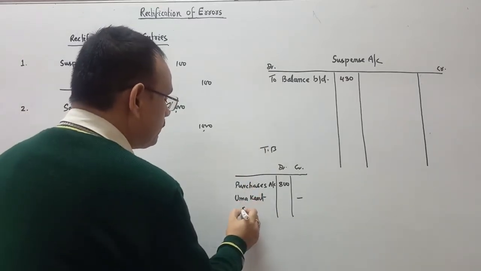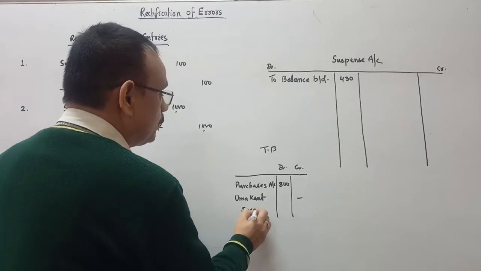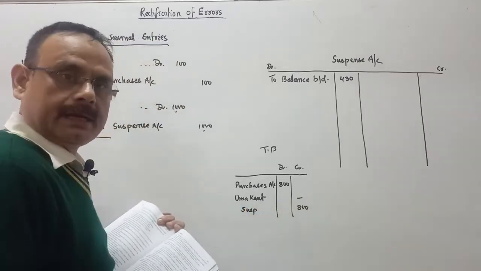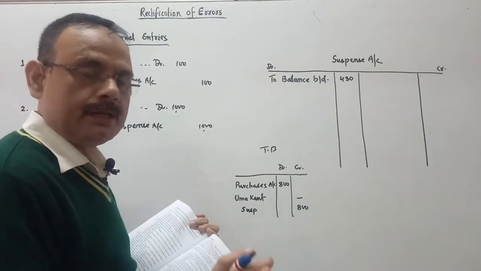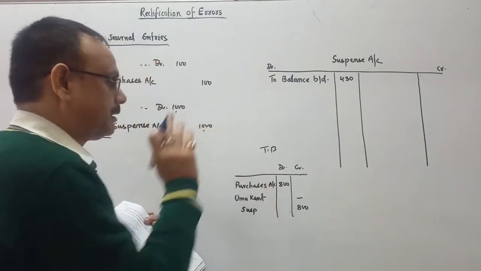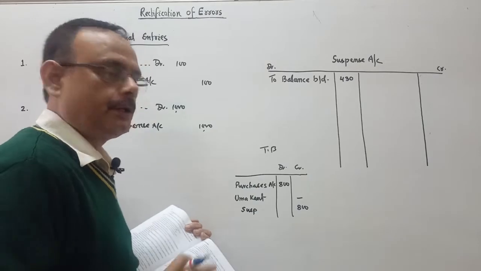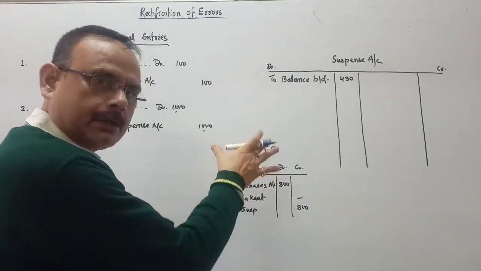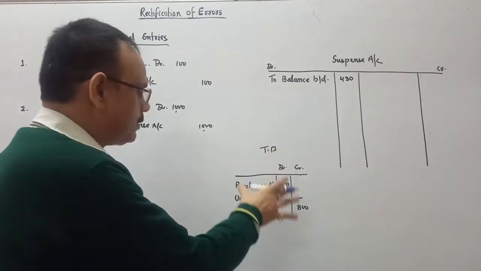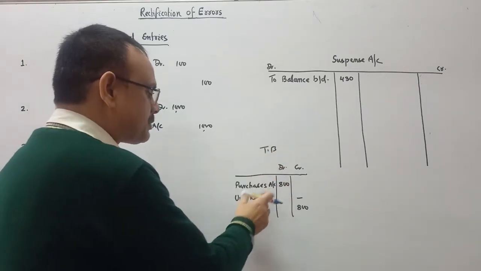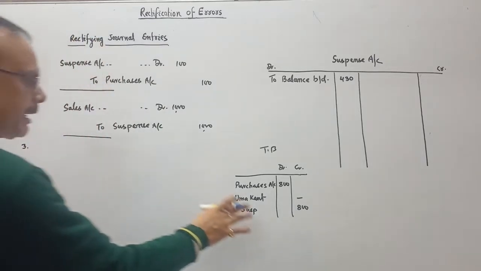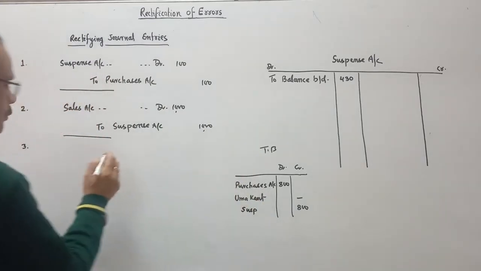Now to match the trial balance, we have opened the suspense account on the credit side. Now the trial balance is equal. After knowing the reason for the difference, now we have to rectify it. This is the diagnosis. Because of this error, the suspense account is opened on the credit side. Now after diagnosis, we have to rectify it.